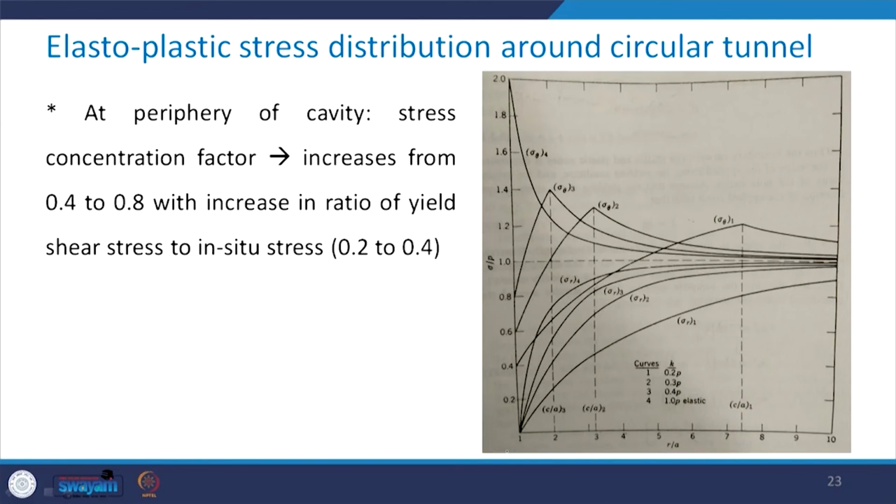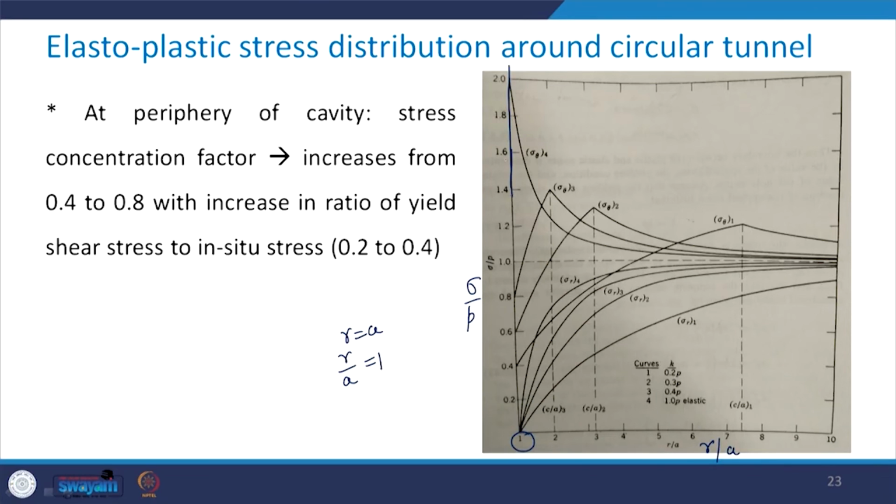So, at the periphery of the cavity, what does that mean? That is R is equal to A. So, this ratio R by A equal to 1, and you can see that on this axis we are plotting R by A, and here it is sigma by P. So, we move along this line if we want to see what is the situation at the periphery of the cavity.